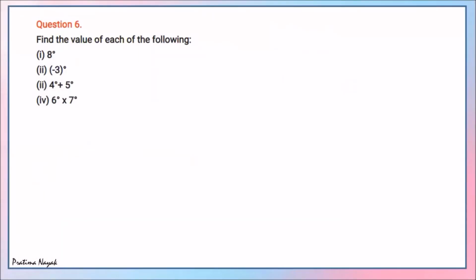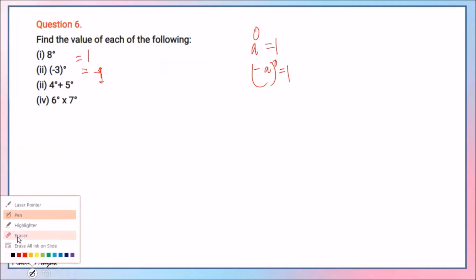Next, find the value. Which concept will apply here? Anything to the power 0 is 1. The whole question will be done within 1 second. 8 to the power 0 is 1. Minus to the power 0 is 1. It may be positive, it may be negative, but anything, even minus a to the power 0, is also 1. So it will be 1, not minus 1.